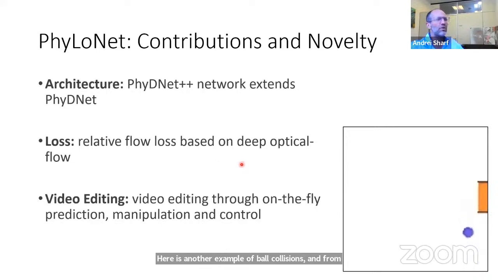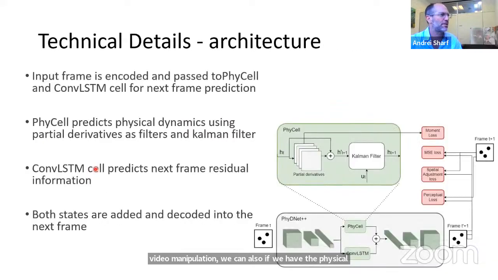By having this neural network, we are able to capture both the visual and the physical terms separately, and then to perform even video manipulation. If we have the physical laws, we can also change the video. So we also do some video manipulation. This is the neural network.